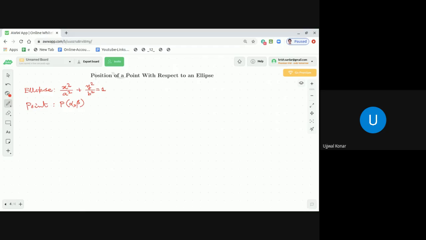But when you do not have such scope, and you have only been given the algebraic equation of the ellipse and the coordinates of the point, then how can you determine whether the point is outside the ellipse, on the ellipse, or inside the ellipse? That actually depends on the value of the expression alpha square by a square plus beta square by b square minus 1. And I'm going to show you that here, dear students.